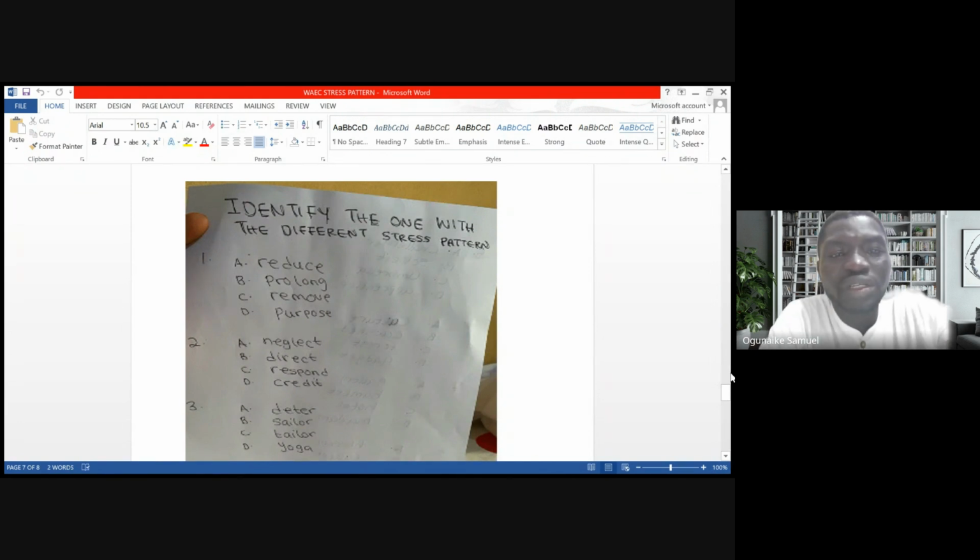Now this one is saying identify the one with the different stress pattern. One thing you will notice is all these words are bisyllabic words: reduce, prolong, remove, purpose, neglect, direct, respond, credit. All right, good. And so that makes sense.